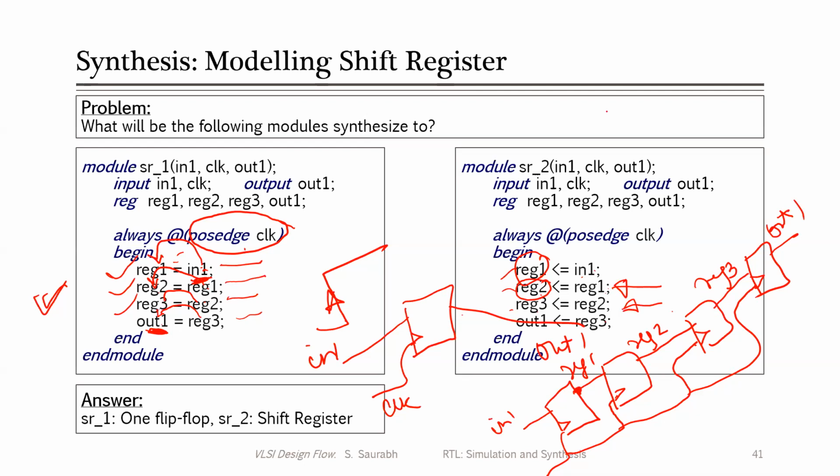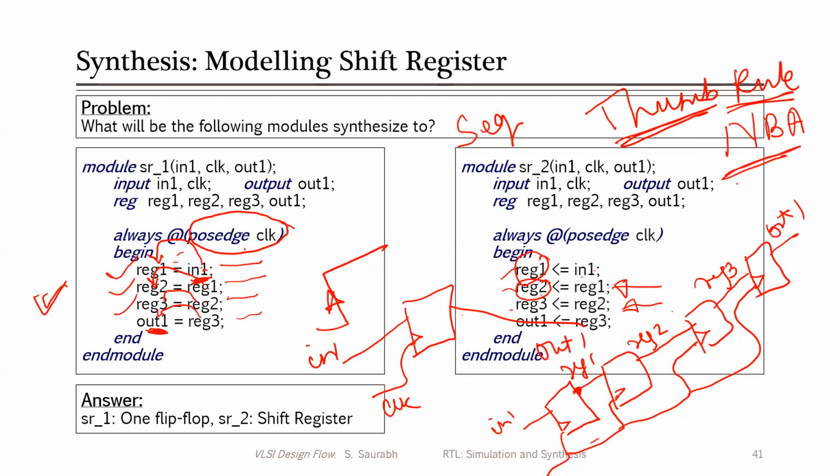As a thumb rule, whenever you want to implement a sequential circuit, you should use non-blocking assignment for the sequential circuit. And whenever you want to model a combinational circuit, it is better to use a blocking assignment. Okay, blocking assignment here, and here you have non-blocking. Any question?